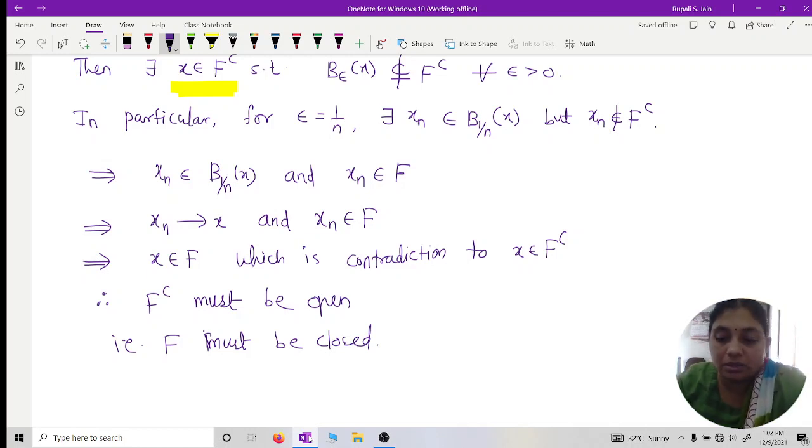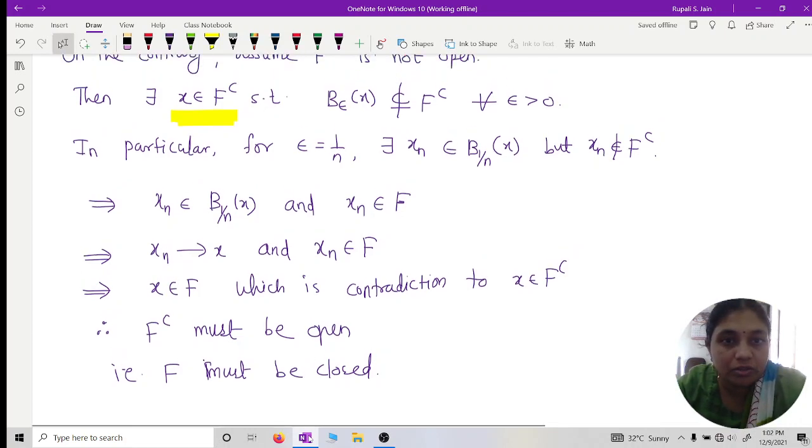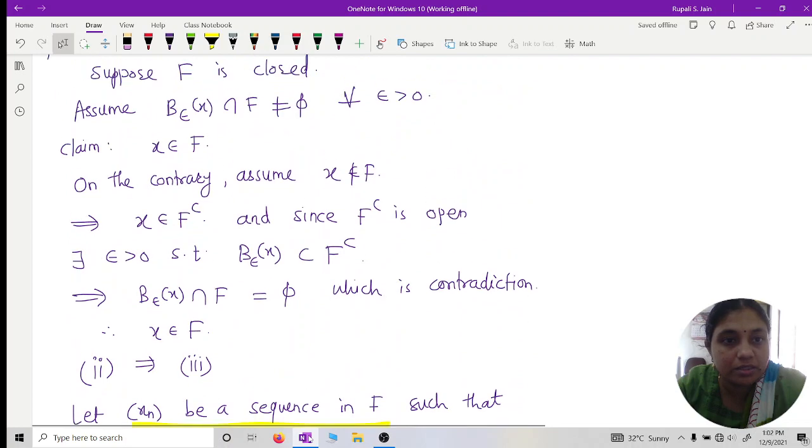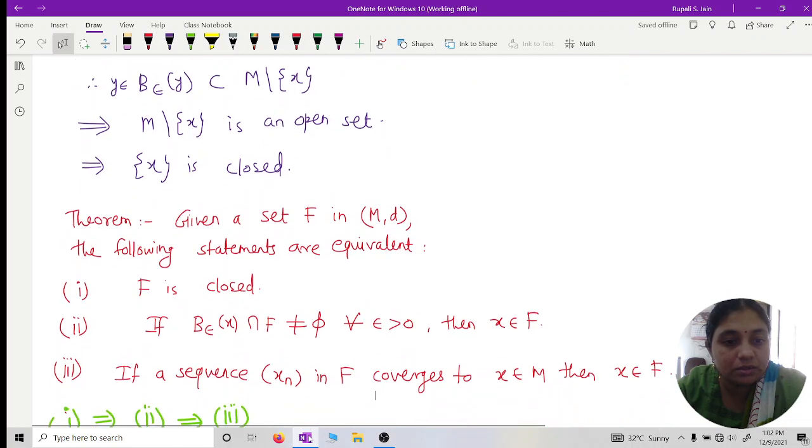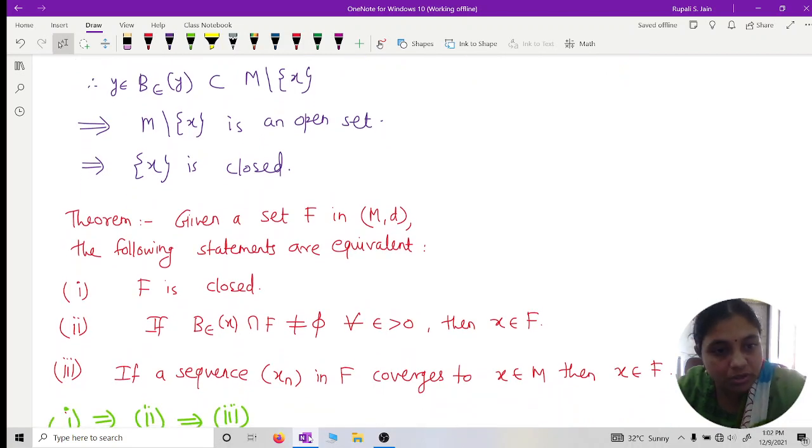So this theorem is also very important because many times we will use these equivalent statements. Once again we will recall these statements. F is closed. This implies if B epsilon of x intersection F is not empty for every epsilon greater than 0, then we can say x must be in F. And if there is a sequence xn in F that converges to x in M, then also x is in F. These three statements are equivalent to each other, and this completes our closed set.